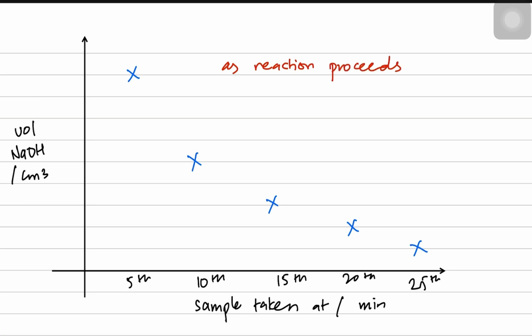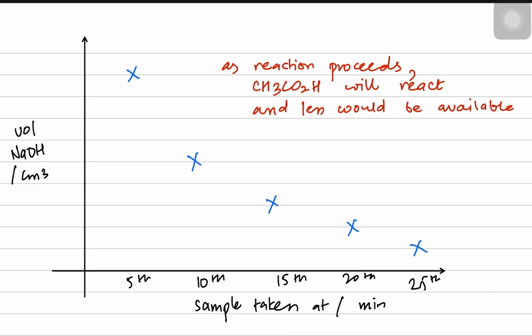Because as the reaction proceeds in the main beaker, the ethanoic acid concentration will decrease. So ethanoic acid will react in the main beaker and less would be available for titration. So if less is available for titration to react with NaOH, each interval will require less sodium hydroxide. So that is the sampling method. I hope this idea is clear to you guys.